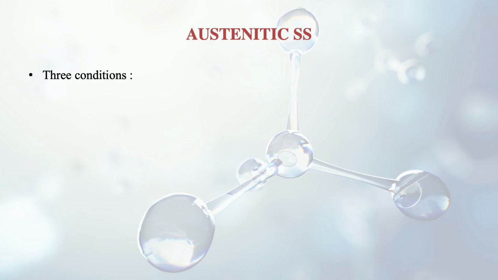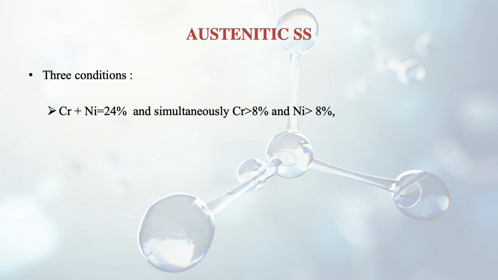Further on, the second type is the austenitic stainless steel, and the conditions to prepare it are like this: chromium plus nickel should be 24%. The sum of chromium and nickel should add up to 24%, and at the same time chromium should be more than 8% and nickel should also be more than 8%. So it cannot be like, suppose chromium is 4% and nickel is 20%, so total will be again 24%, but our criteria that both chromium and nickel be more than 8% will not be met. So both these conditions have to be met.